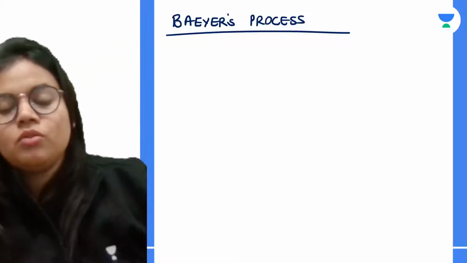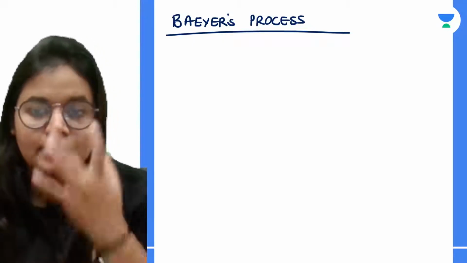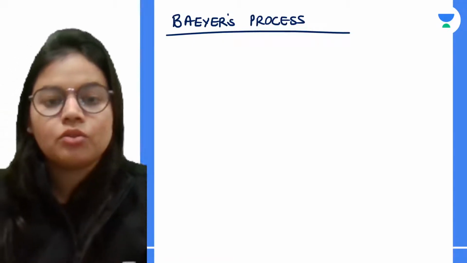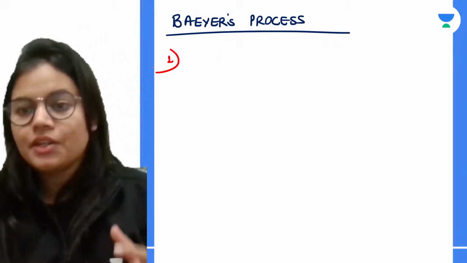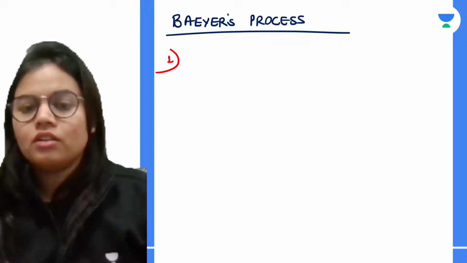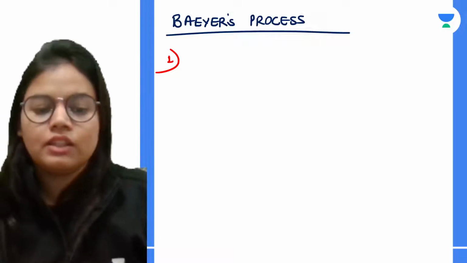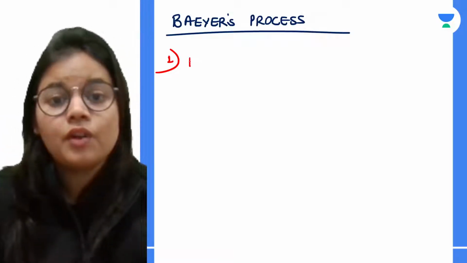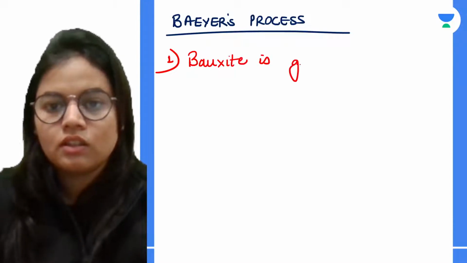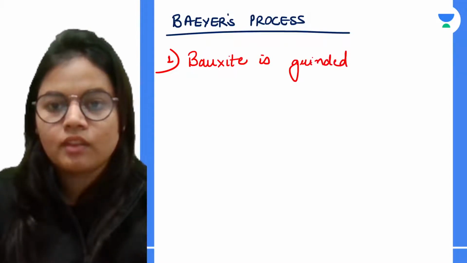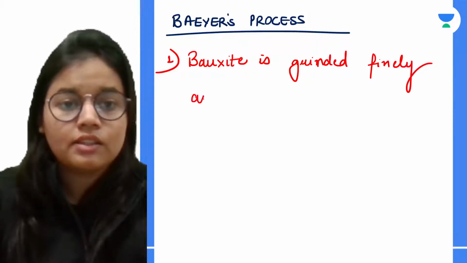I will be telling you the different steps in which the Bayer's process takes place. First of all, we are taking the bauxite and we are grinding it finely so that the impurities would be removed easily. So first of all, bauxite is grinded finely and heated.